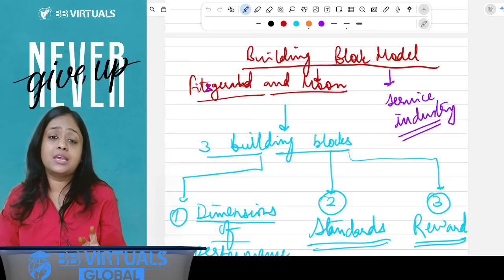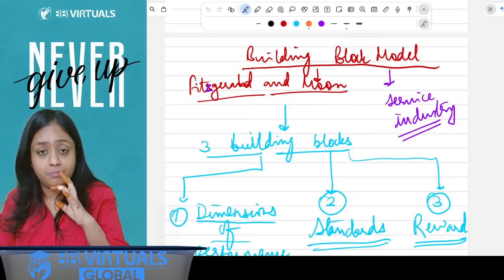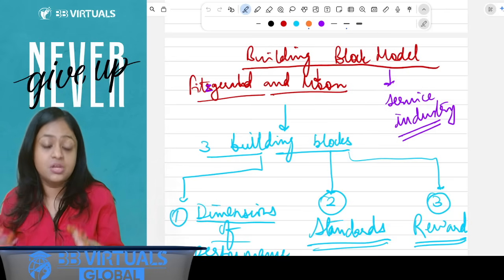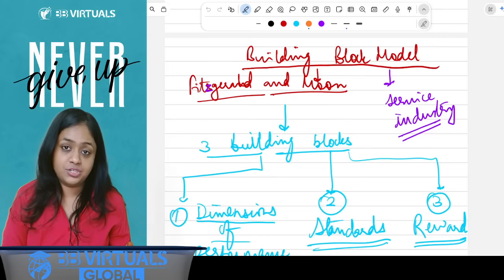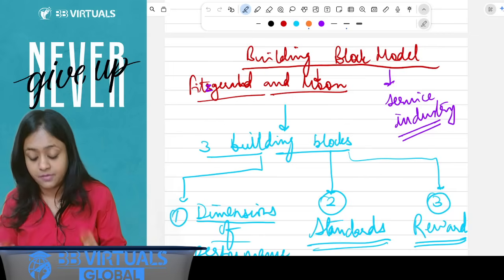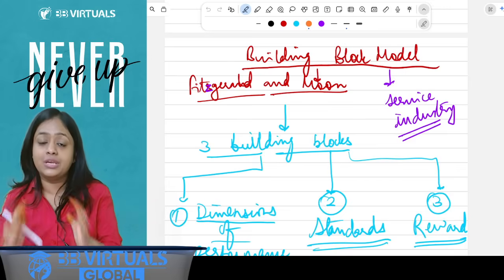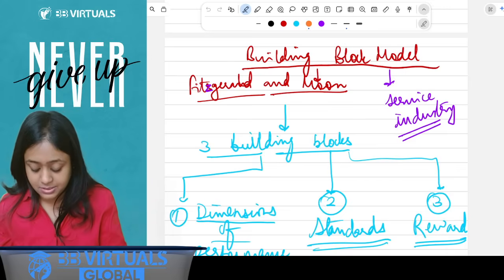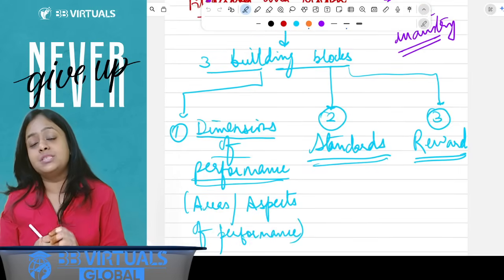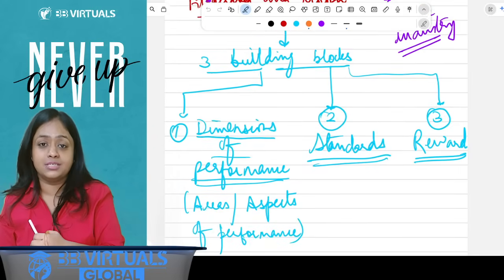Remember that Fitzgerald and Moule is typically made for the service industry. Although we can apply it to the manufacturing industry, typically it is for the service industry. Like the balanced scorecard is typically for the trading and manufacturing industries. Now, Fitzgerald and Moule said that there are three building blocks that an entity will have.